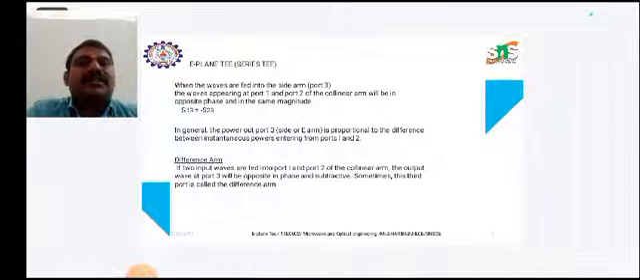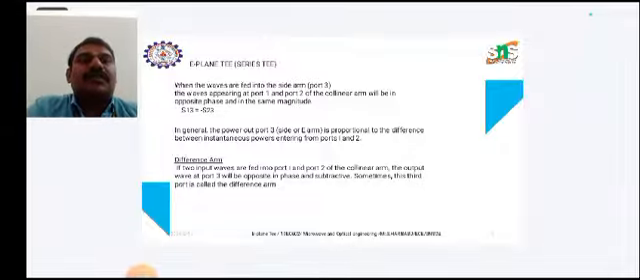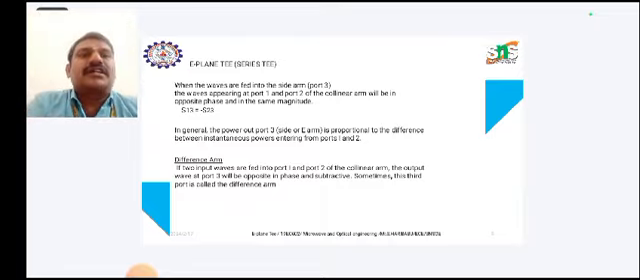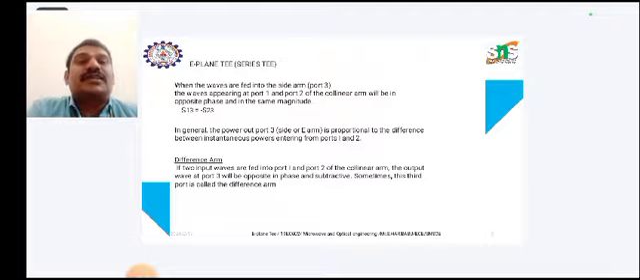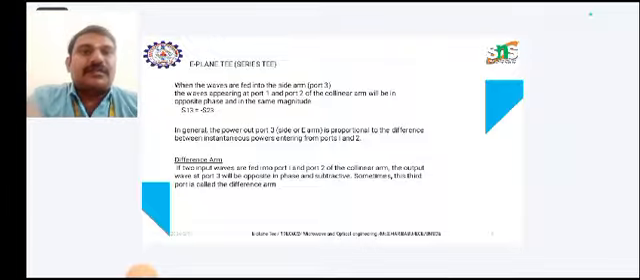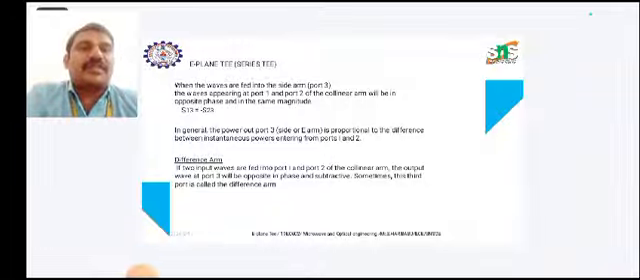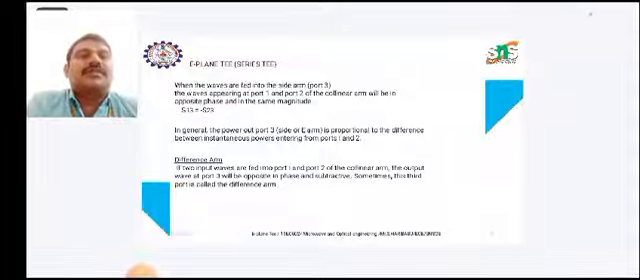Next, see about the E-plane T series T. When the wave is fed into the side arm, port 3, the waves appearing at ports 1 and 2 of the collinear arms will be in opposite phase with the same magnitude, that is S13 is equal to minus S23, out of phase to each other. In general, the power out of port 3 is proportional to the difference between the instantaneous powers entering port 1 and port 2. When the input is given at port 3, the output from port 1 and port 2 is the difference of the two arms.